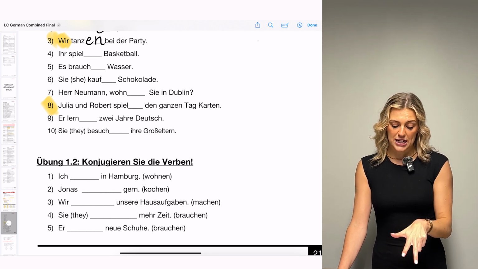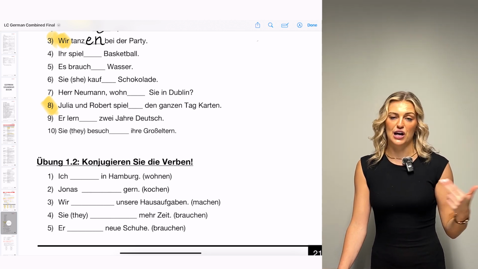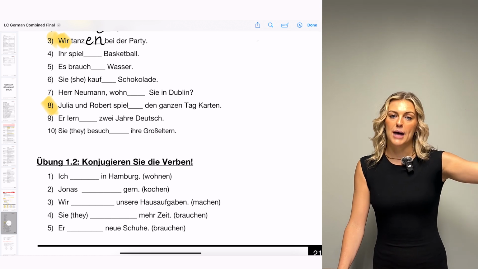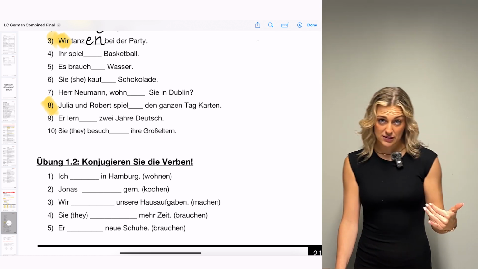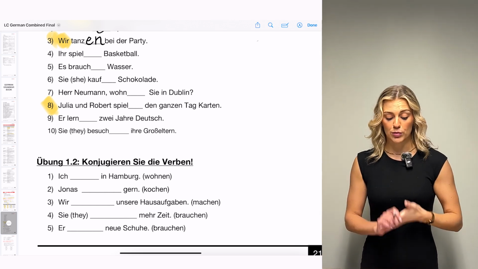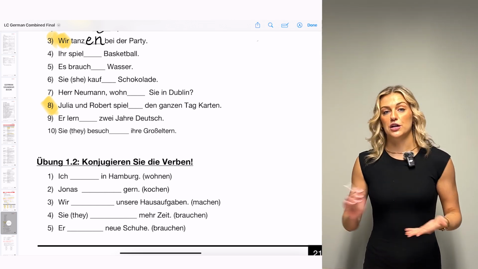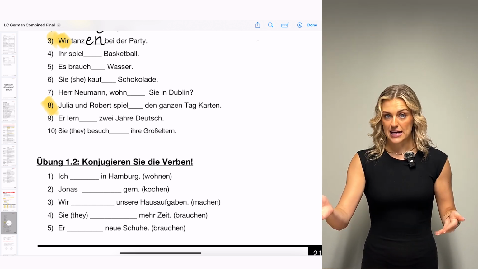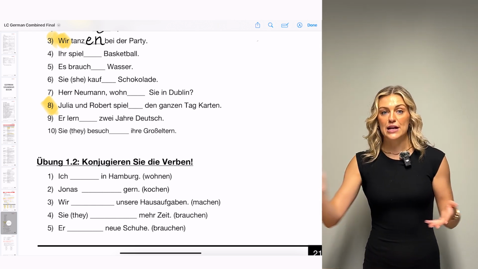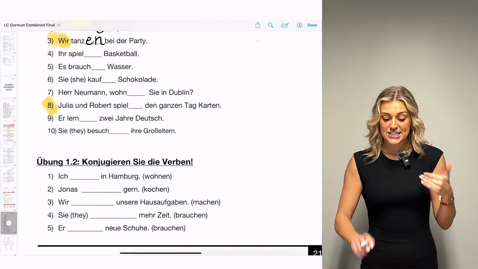So say here I have 2 names there. Or if I had maybe like der Lehrer or der Mann or Maria, if I had one person's name, people can get a bit confused. So what I would say is Julia and Robert play. If I wasn't going to say Julia and Robert play, what would I say? I would say they play, wouldn't I? Julia and Robert play or they play, all right? So I treat it like they.